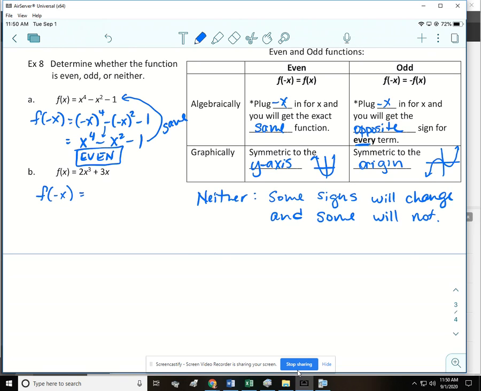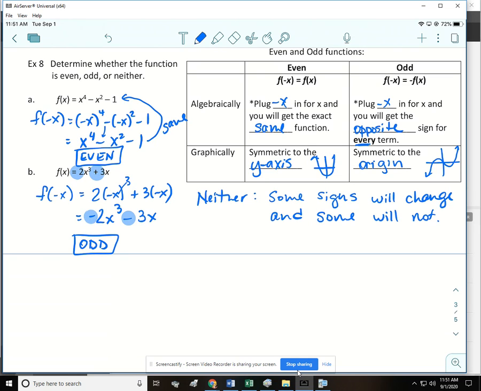All right, so nothing changed, it's an even function. All right, let's look at b. We're going to put negative x in for x. All right, now when we take a negative and we raise it to an odd power, a negative times a negative times a negative, that is a negative. So 2 times negative x to the third is negative 2x to the third. And then 3 times negative x is minus 3x. Right? And then when you look back at this one compared to the original, every sign changed. So this positive 2 became a negative 2. This positive 3 became a negative 3. That's what it looks like when you have an odd function.